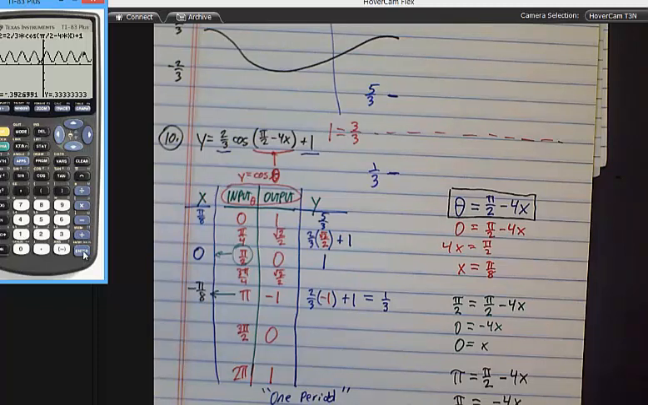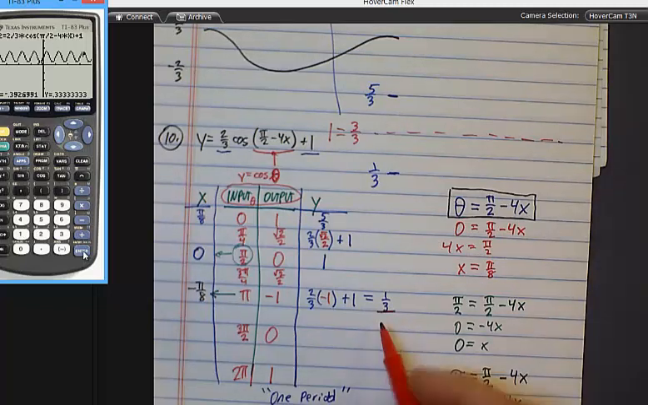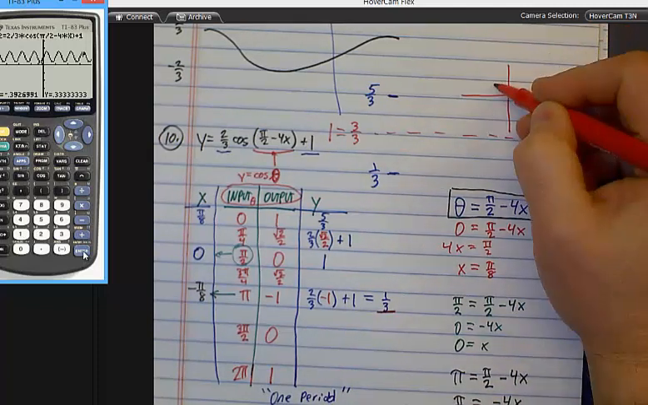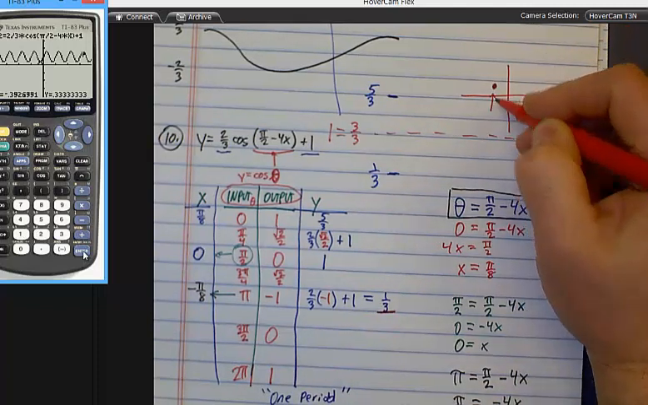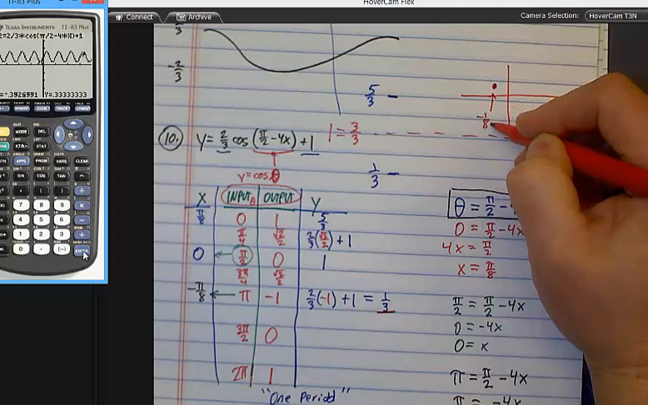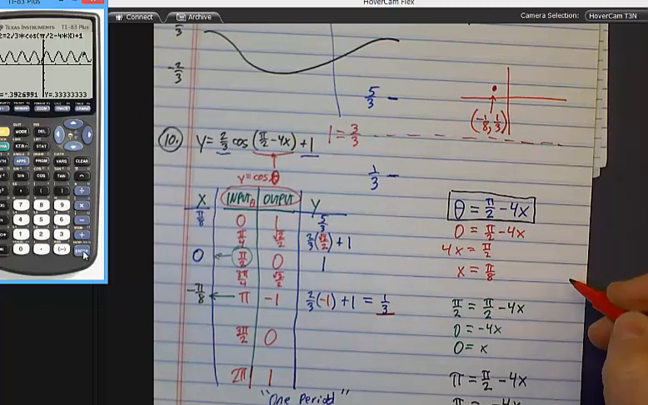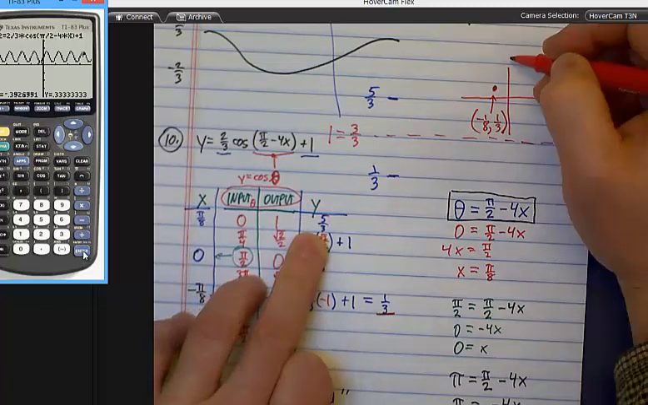So if I want to sketch a picture of this function, I think I can do it now. Because I see that the lowest the points ever get are down to 1/3. So for example, here we have negative pi over 8, comma, positive 1/3. That's a point on the graph. What's the highest the points ever get? 5/3. For example, at 0, they're up at 5/3.